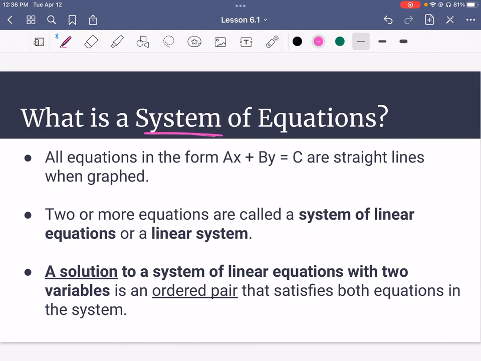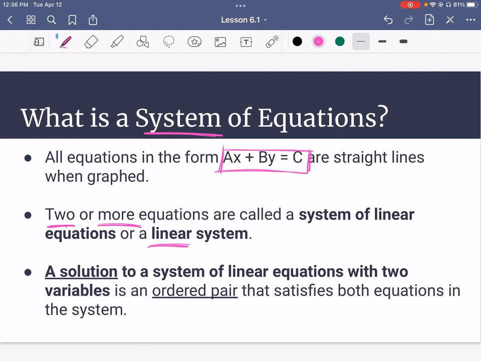Okay, so what is a system of equations? I just briefly mentioned this. System means multiple things at a time, okay? So when we are talking about a system of linear equations, that means we have two or more, so at least two equations that we're looking at the same time, and all that we're going to be doing today is dealing with linear equations, so the ones that we were just looking at.